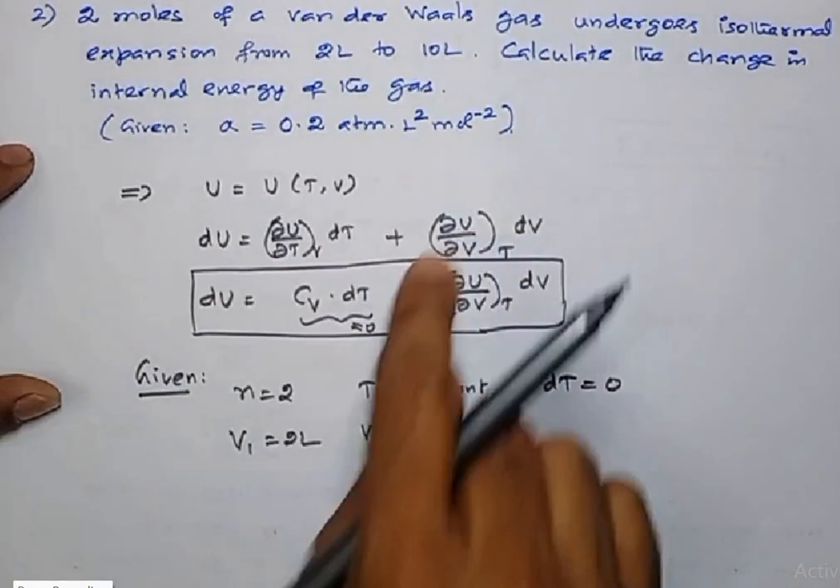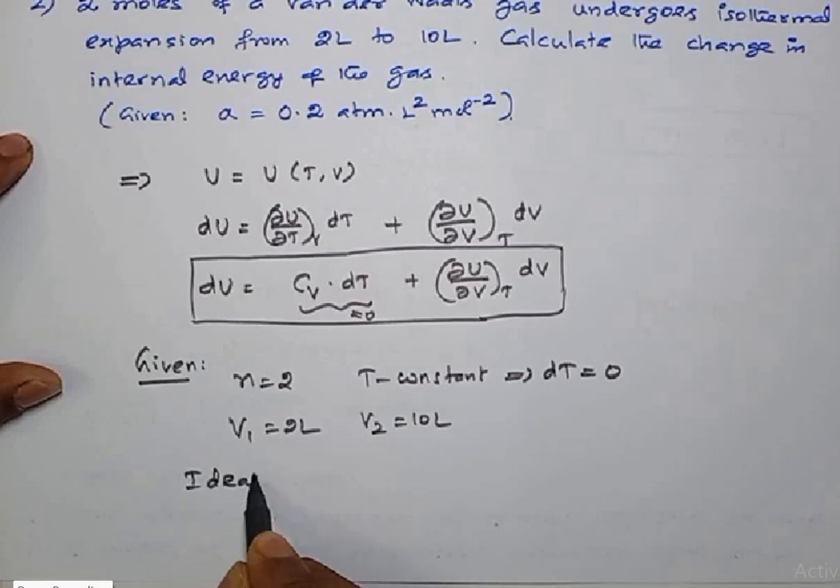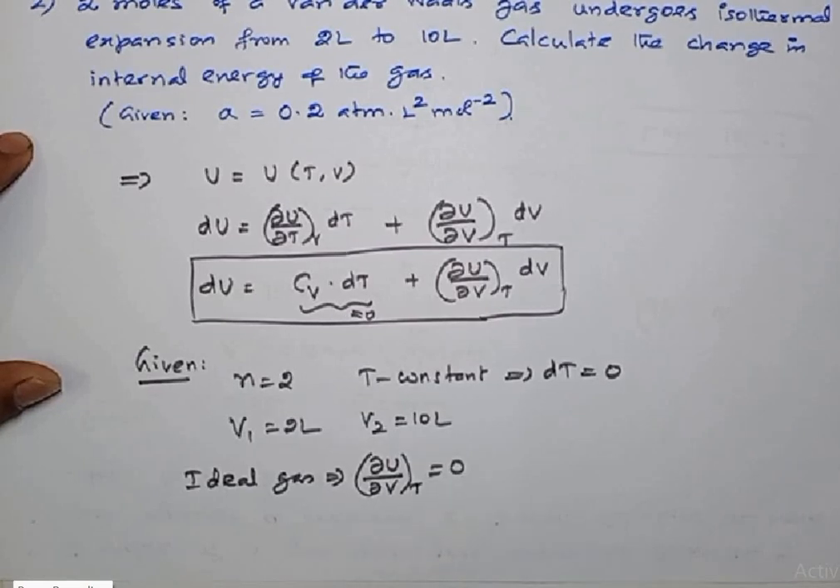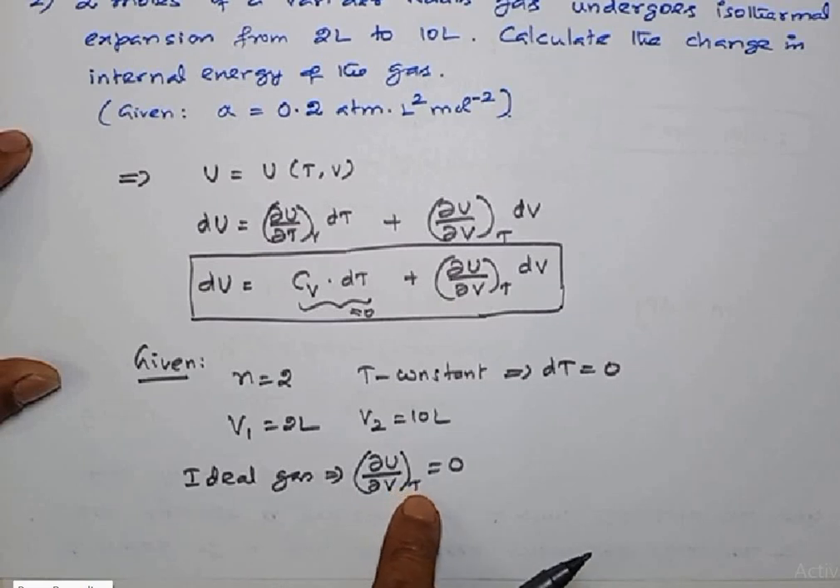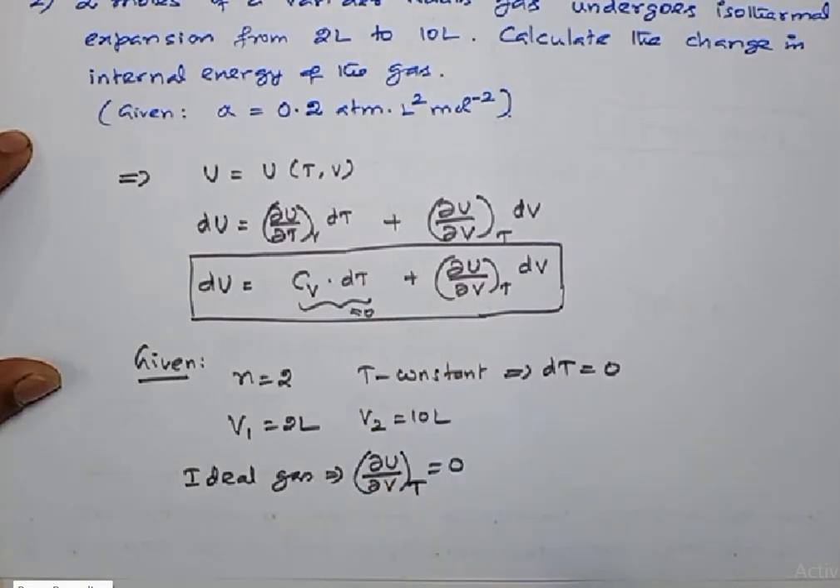Listen, for a van der Waals gas, this is very important. Try to remember this. For an ideal gas, ∂U/∂V at constant temperature is 0, because you know very well that for an ideal gas internal energy depends only on temperature. If you keep temperature constant, then there cannot be any change in internal energy. So ∂U/∂V at constant temperature should be 0 for an ideal gas.